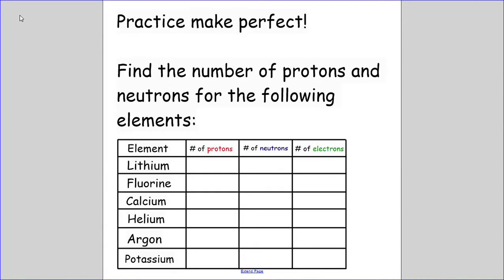So a little bit of practice. I would like for you to jot down the table in your book and answer the number of protons, neutrons, and electrons for each one. Then pause the video, give it a try, and when you're ready, come back and we'll run through the answers for each one and check and see how you did.